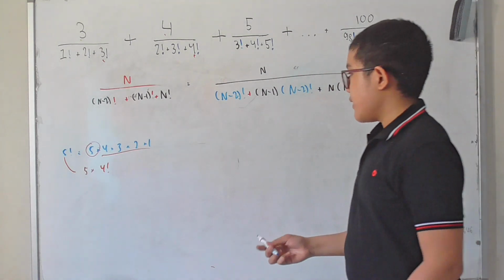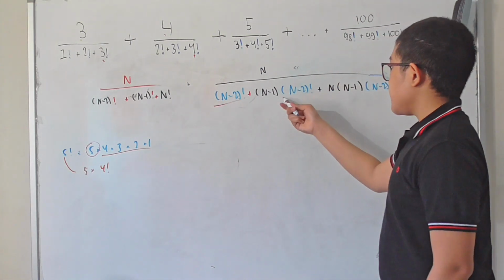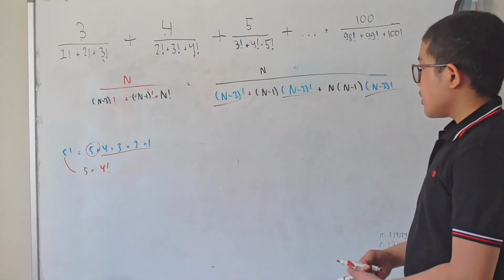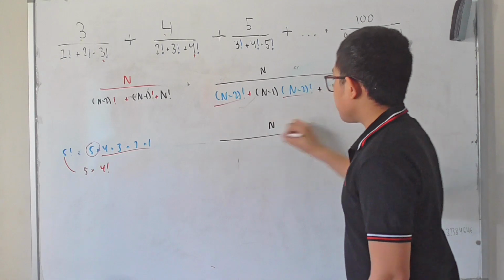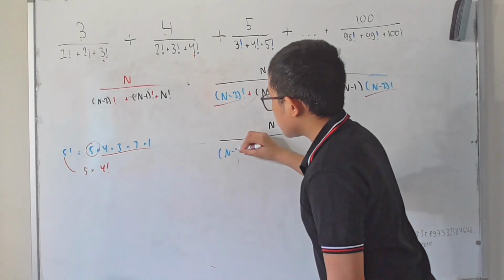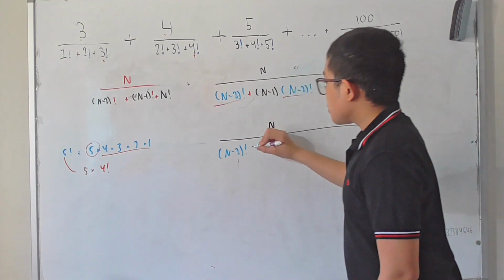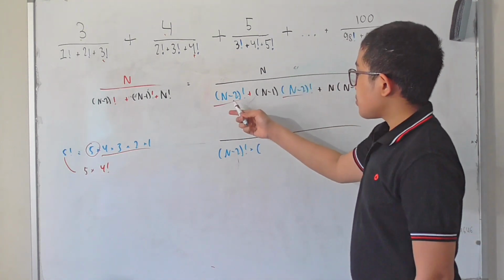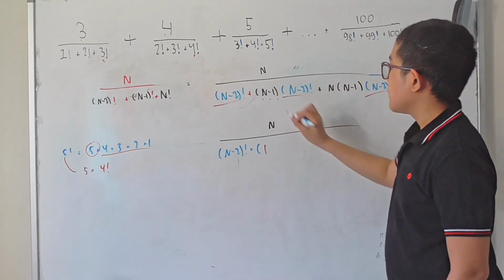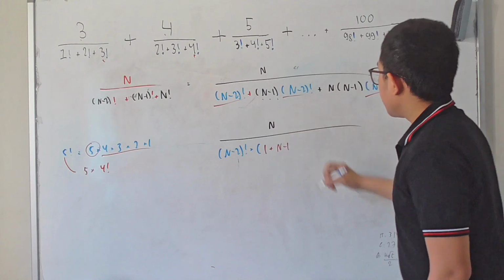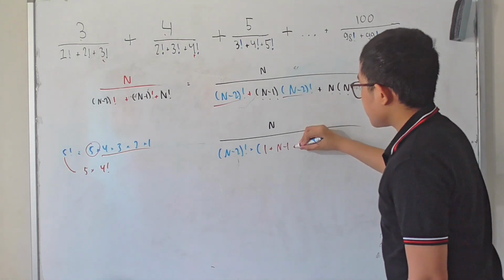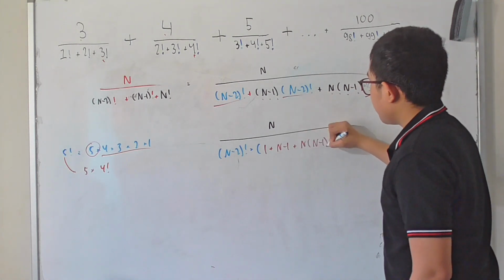And now we can take a look at this. N minus 2 factorial, n minus 2 factorial, and n minus 2 factorial. We can factor it out. So we have n divided by, we can factor out n minus 2 factorial. Then we're going to multiply it by, let's see, for this expression it's going to be 1. For this expression it's going to be n minus 1. So plus by n minus 1. And for this expression it's going to be n times n minus 1. So plus it by n times n minus 1.